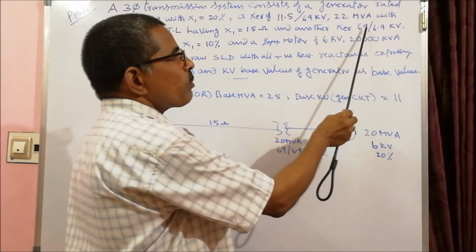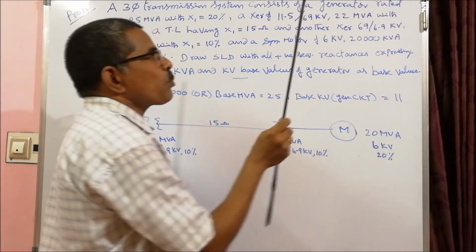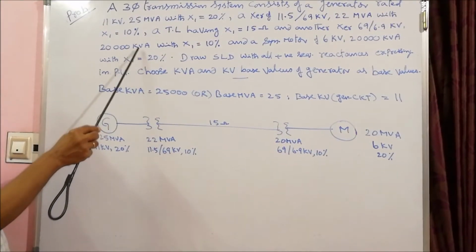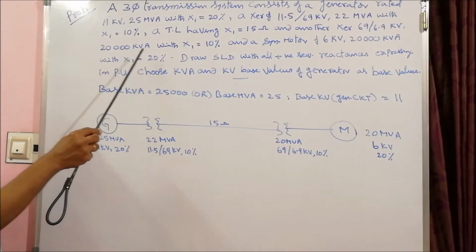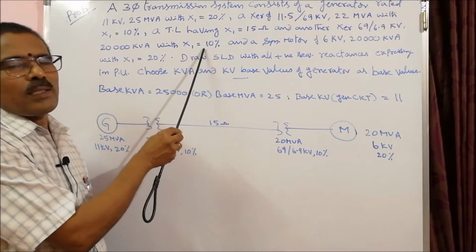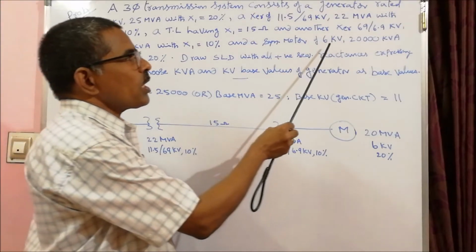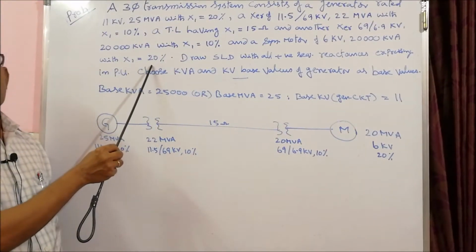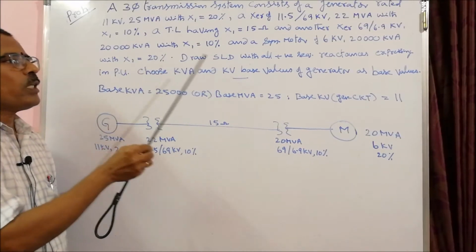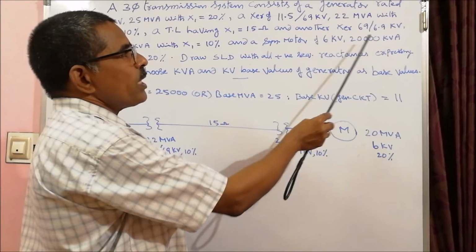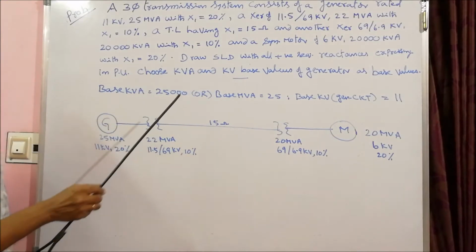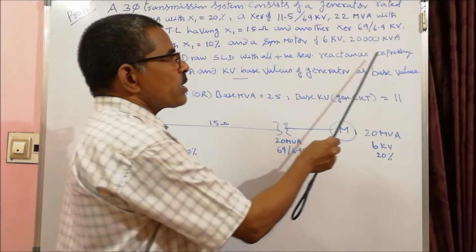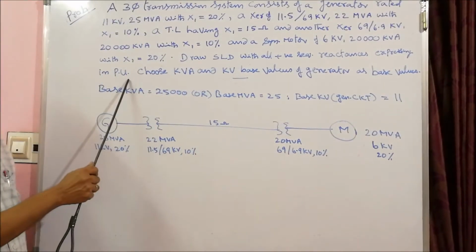And another transformer, 69 by 6.9 kV, 20,000 kVA, which is nothing but 20 MVA, with X1 equal to 10%. And a synchronous motor, 6 kV, 20,000 kVA with X1 20%. So this is again 0.2 per unit based on 20 MVA, 6 kV. Draw the single line diagram with all positive sequence reactances expressed in per unit.